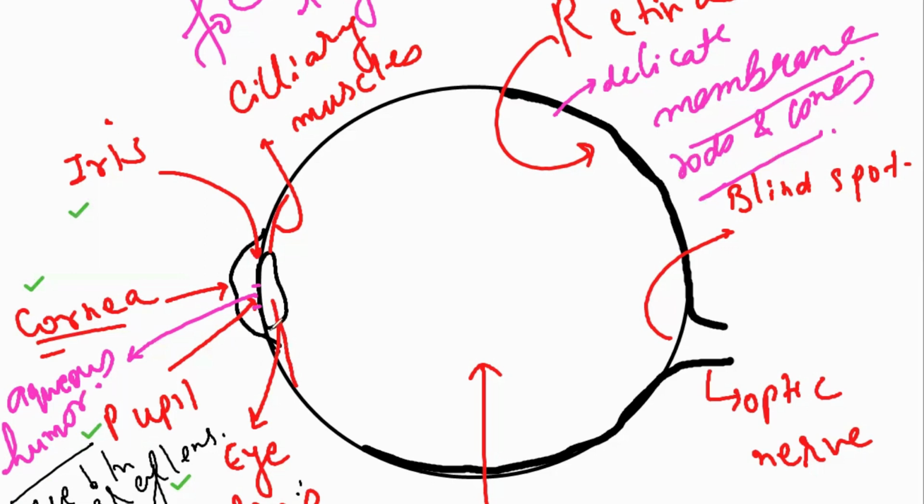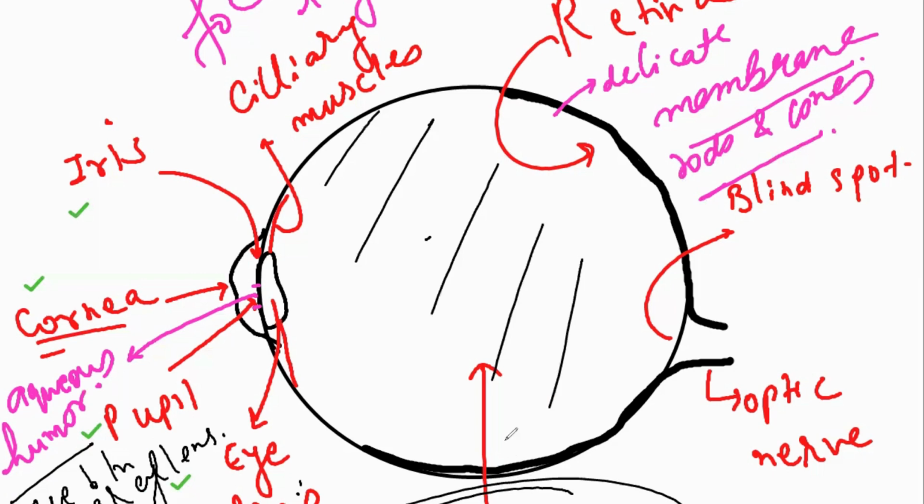okay? The space between eyelids and retina is also filled with another liquid which is known as what? Vitreous humor. It's complete. This is filled with vitreous humor. Clear? So what is vitreous humor? Space between eyelids and retina. Clear?